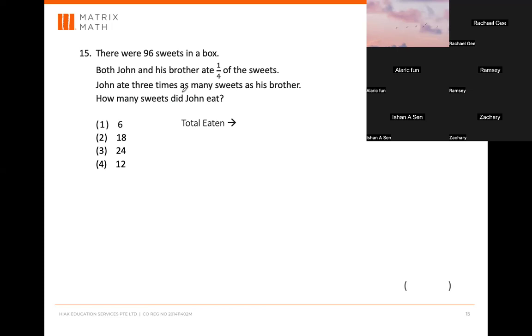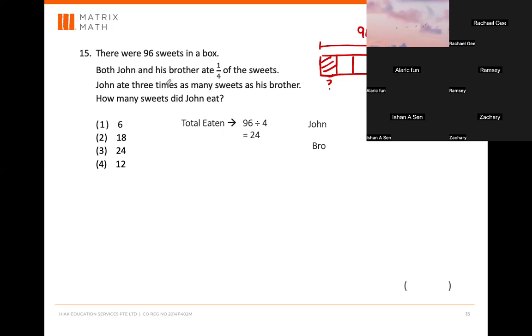Okay, so what is the amount that John and the brother both ate? It will be 96 divided by 4. Why? Because this is the total number of sweets you have in the box, which is 96. 1/4 means it has been cut into 4 equal parts, right? So you need to find out what this is. So you use 96 divided by 4, which is 24. Okay, so that means John and the brother ate a total of 24 sweets.